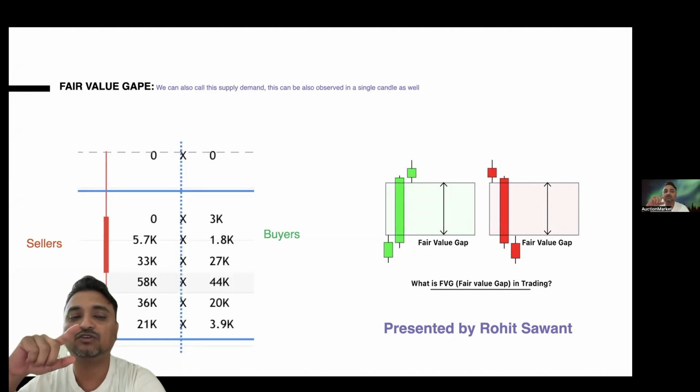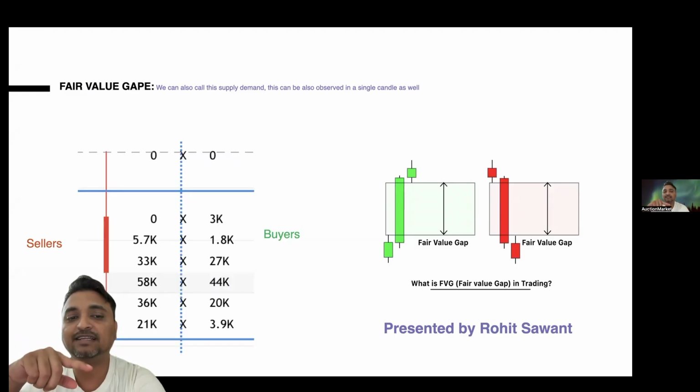You can see this is a negative candle, so we will talk in terms of a bearish market. We have 5.7K sellers. In front of that, how many buyers do we have? 1.8K. So there is a huge gap in the market where sellers are trying to sell their quantity, but they're not getting enough buyers. So the quantity is not getting filled over there, so the sellers jump to the next level.